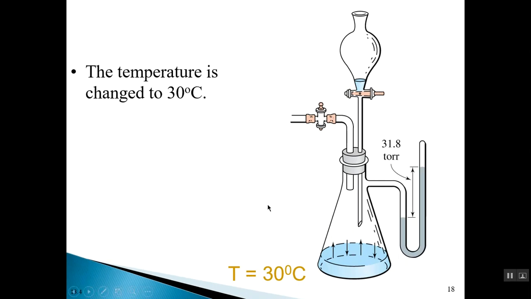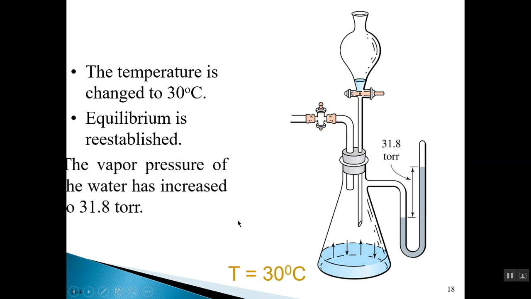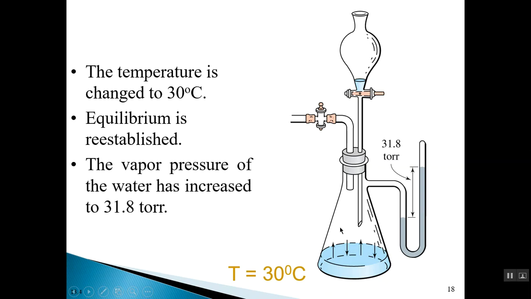Now, what if we increase the temperature to 30 degrees? Well, what that means is that the equilibrium will be pushed so as to produce more vapor above the liquid surface, above the water surface. So when the equilibrium is reestablished, there's a greater amount of pressure exerted here, and therefore this pushes the mercury level down even further and increases the distance between the two mercury levels here, and it turns out to be 31.8, and that would be the vapor pressure of water at 30 degrees.